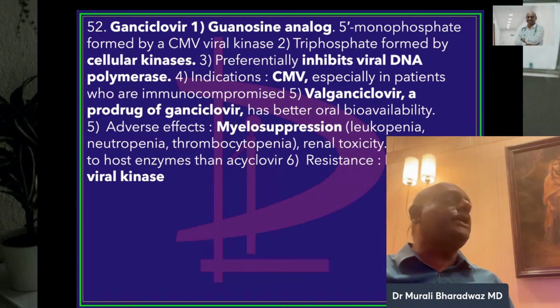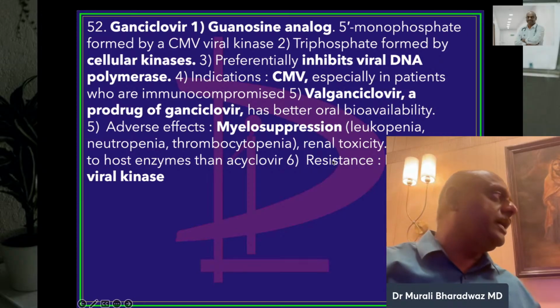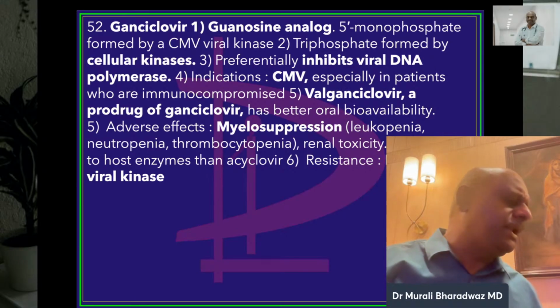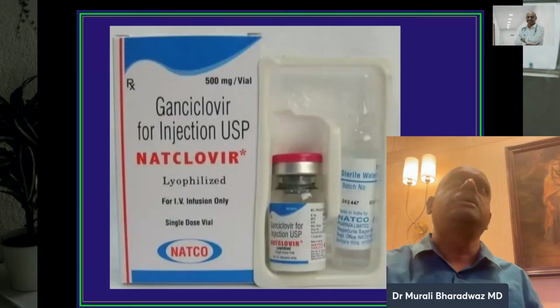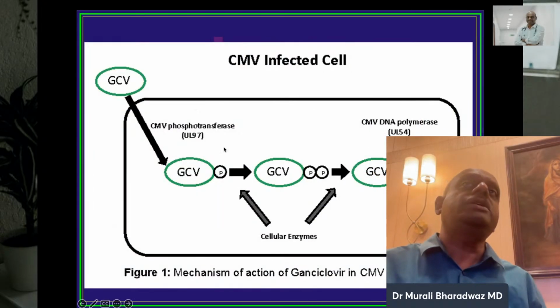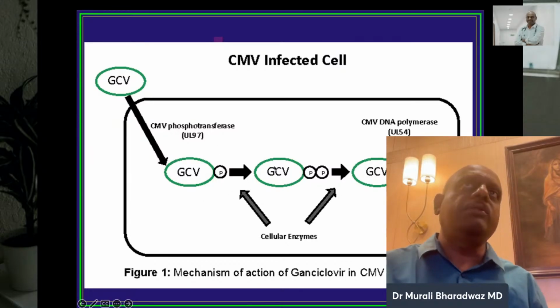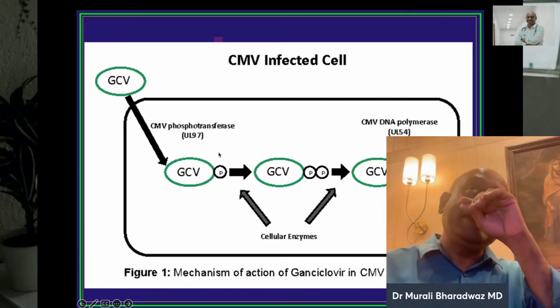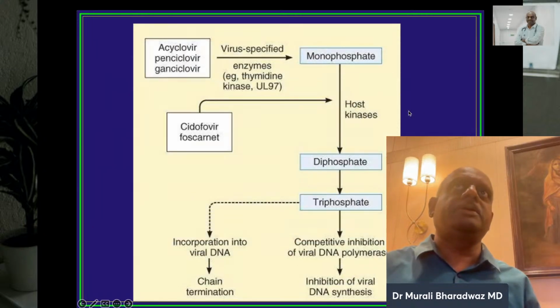Then valganciclovir is a prodrug of ganciclovir, and ganciclovir can lead to myelosuppression. And just like acyclovir, the viral kinase can get a mutation and this can become ineffective. This is ganciclovir. So there is a CMV infected cell where ganciclovir first becomes monophosphate by the CMV's kinase, that becomes triphosphate, then it will inhibit the DNA polymerase. Okay, doc?